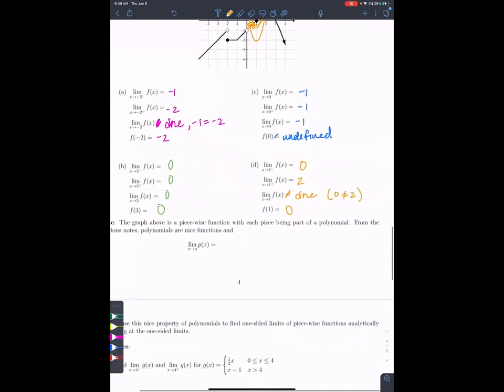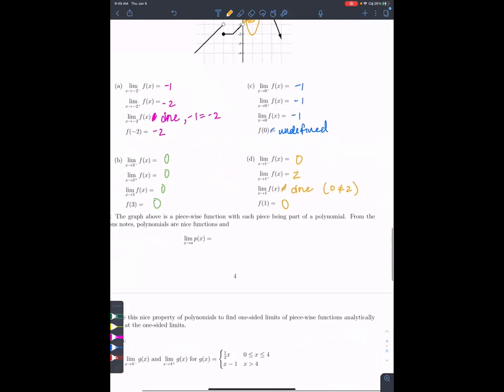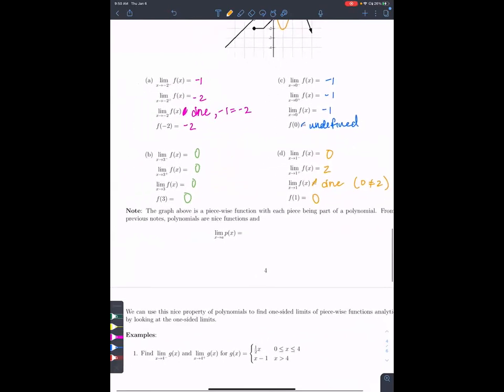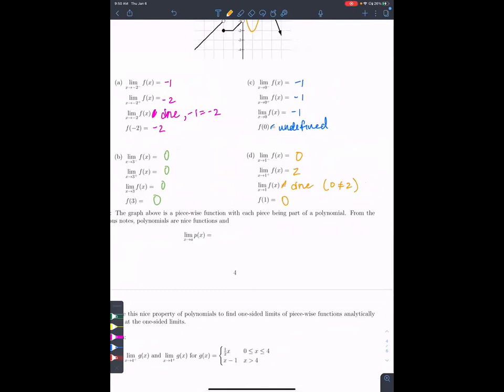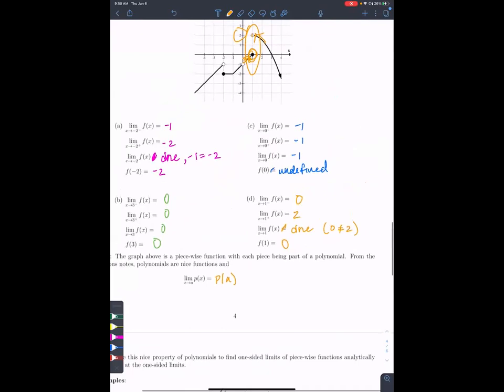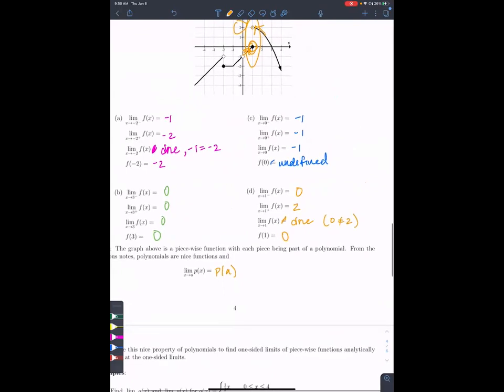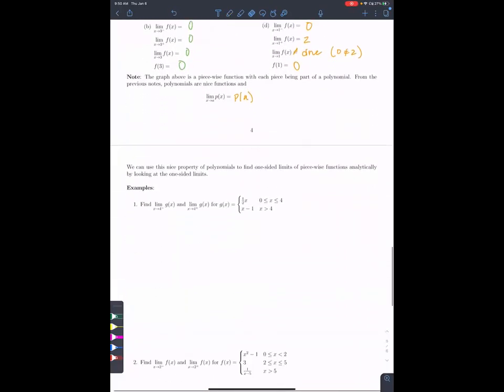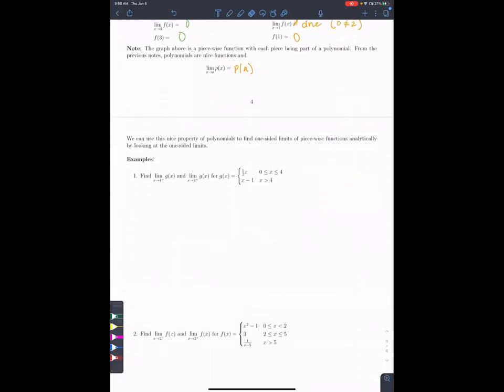Okay, so the graph above is a piecewise function. Each piece is part of a polynomial. Polynomials are nice functions, and the limit as x goes to a of p of x is p of a. So you would just look at the piece where you are and plug it in. Now, if it's undefined, obviously that doesn't work. So anyway, we can do piecewise functions analytically, or algebraically, like using arithmetic instead of looking at the graph.